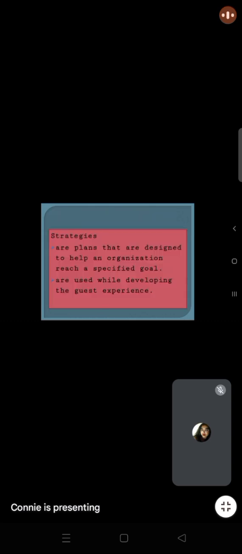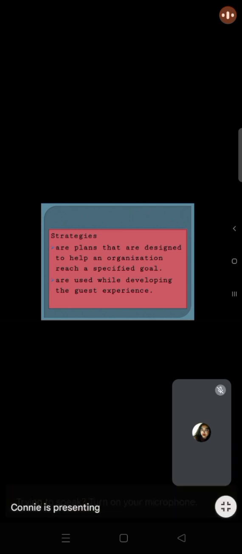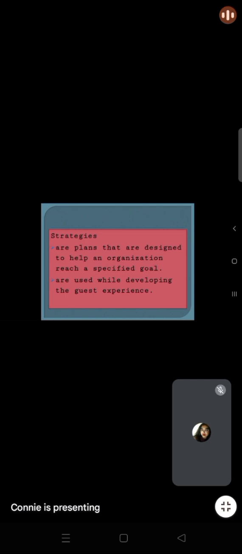So next is the strategies. Alright, so it's very important to know what a strategy is and what it means. Strategies are the plans that are designed to help an organization reach a specified goal and are used while developing the guest experience. So basically, strategy plays the critical role in order to have the right direction, magkaroon tayo of the right decisions and actions, and that will eventually lead us to our goal.